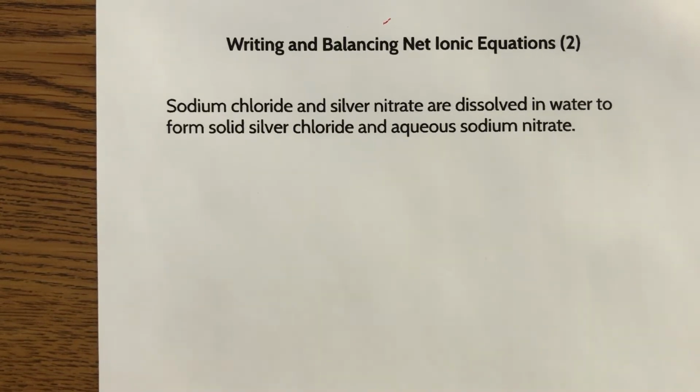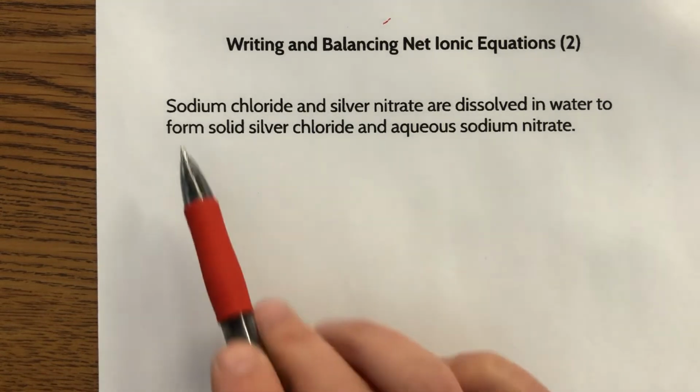Today we're going to be balancing net ionic equations, and this is the second video. This one's going to be a little more in depth about how we predict when we mix two clear solutions of different substances and they form a precipitate that comes out of the solution, and we need to predict whether it will occur or not.